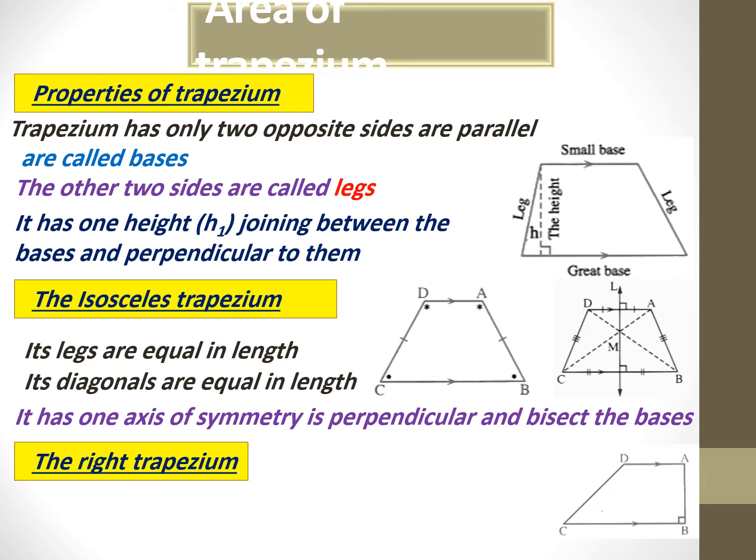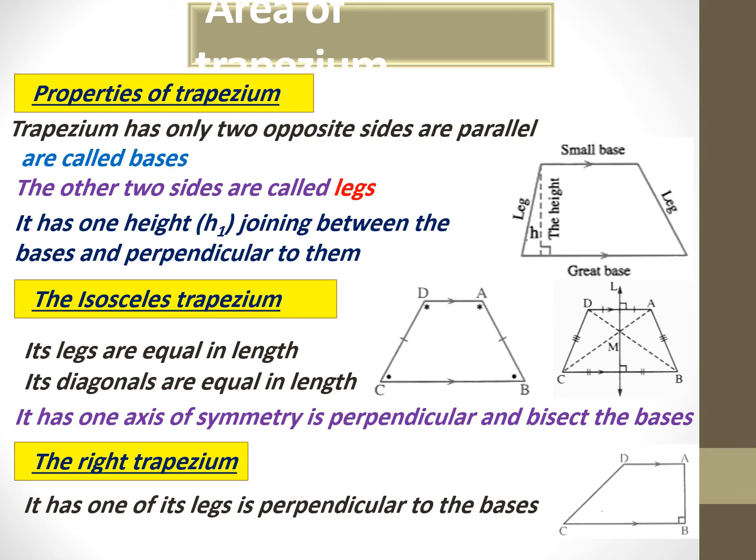Secondly, the right trapezium. ABCD is called a right trapezium. It has one of its legs perpendicular to its bases. So AB is perpendicular to the parallel bases. AB is perpendicular to AD and BC. AB is considered a height of the trapezium.